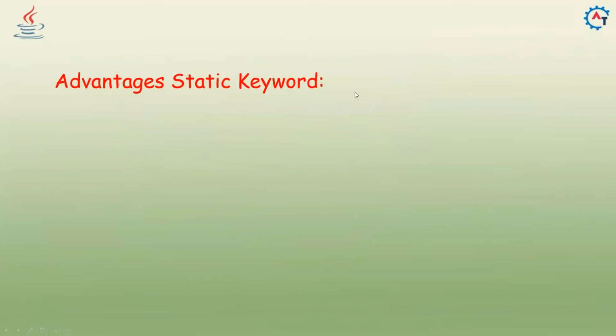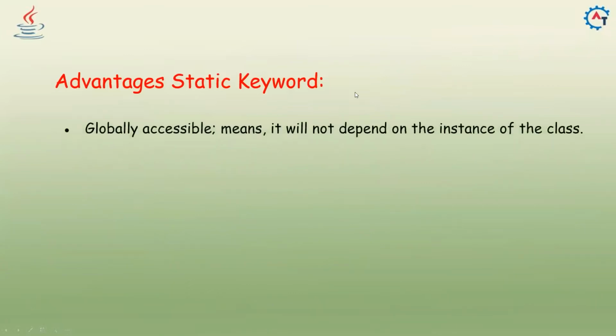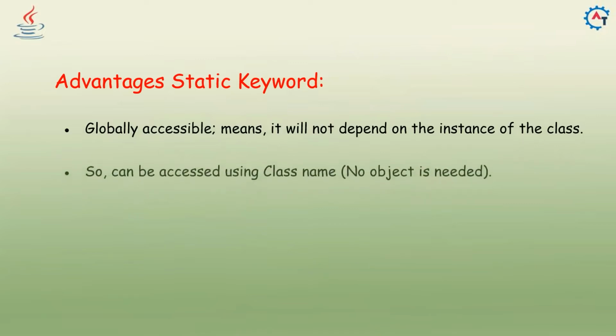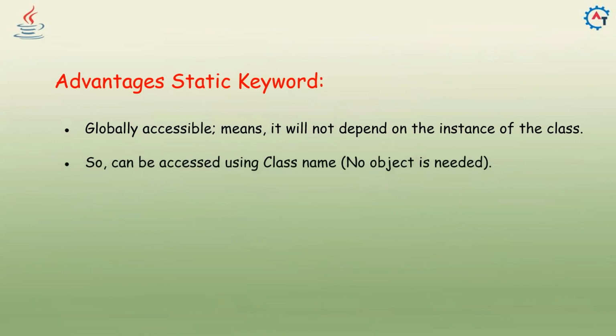So, advantages of the static keyword. Globally accessible means it will not depend on the instance of the class. We do not need to create an object, so it can be accessed using the class name. No object is needed. Only one instance per JVM. That is what we have seen.